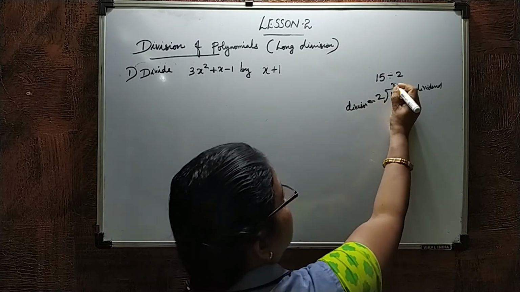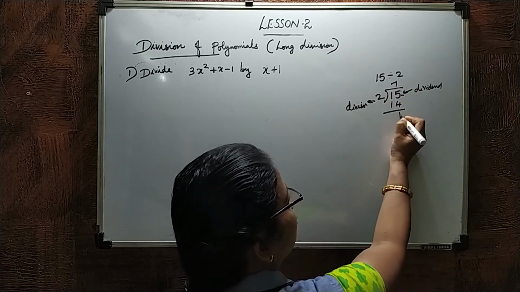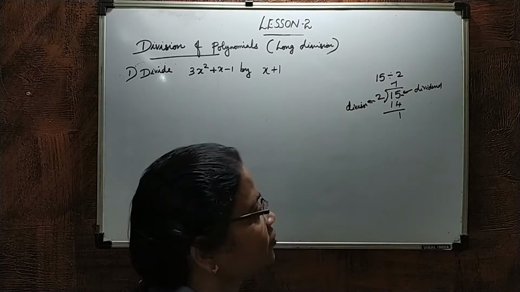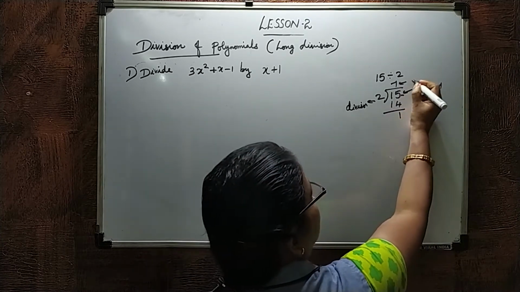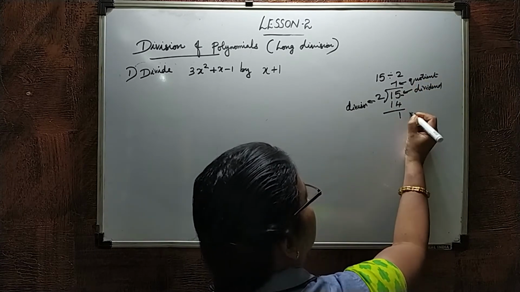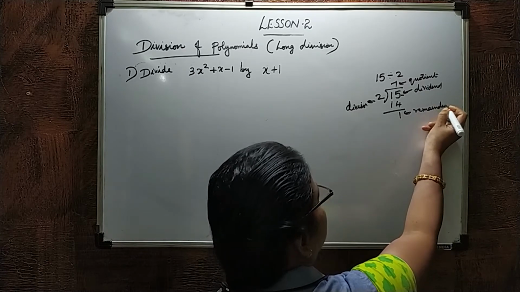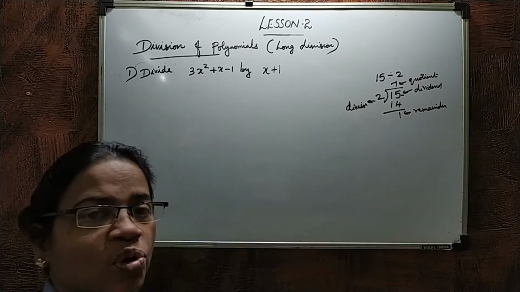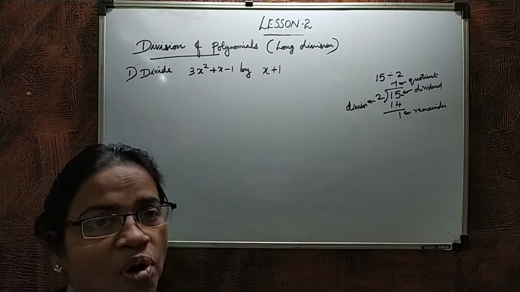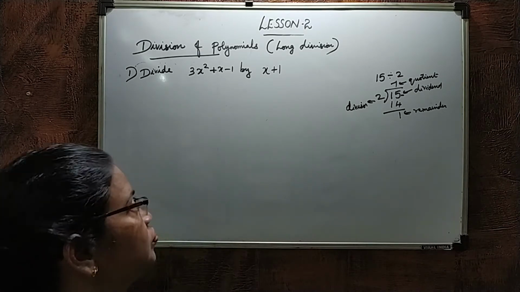So 2 7s are 14. Then subtract, you will get the answer 1. Clear? So here what will we call? Here it is quotient and here it is remainder. So these 4 things are there in polynomials also. The same thing you have to do, we will find out now.